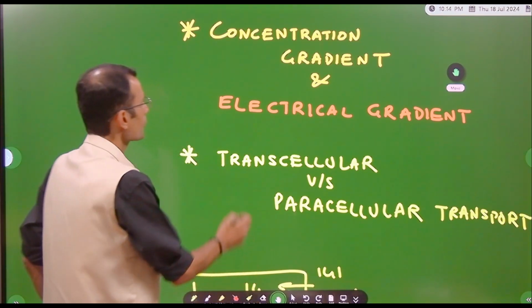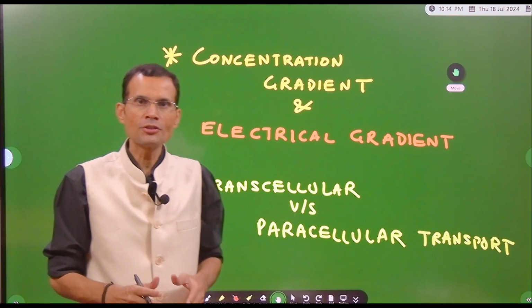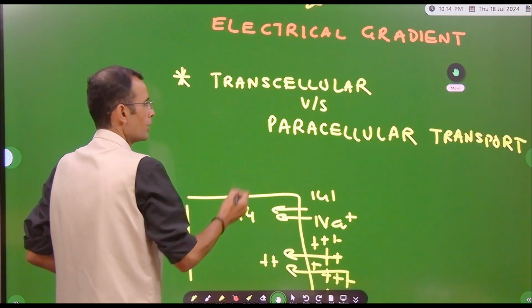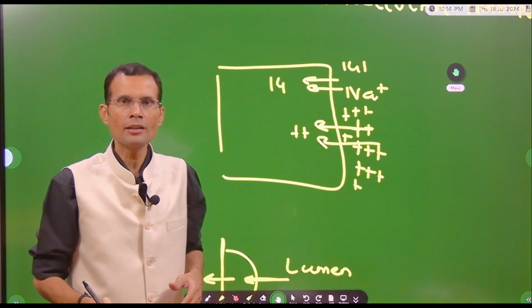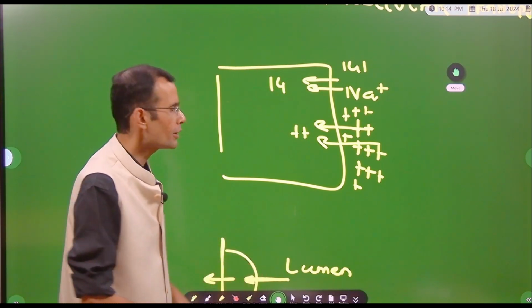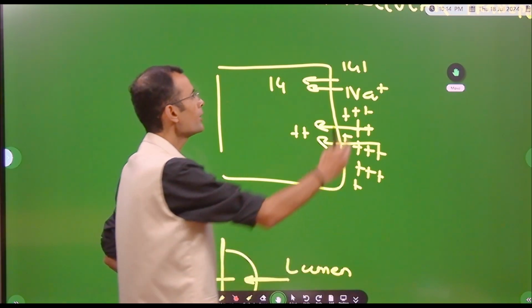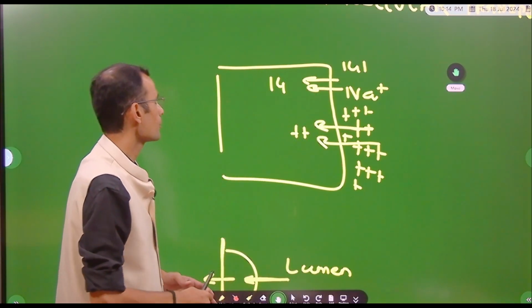First, the diffusion by concentration gradient and by electrical gradient. Look, diffusion of ions can occur by concentration gradient. Their own concentrations drive that particular diffusion. So if the sodium is high on one side and low on the other side, sodium will diffuse by its own concentration gradient from high to low concentration.